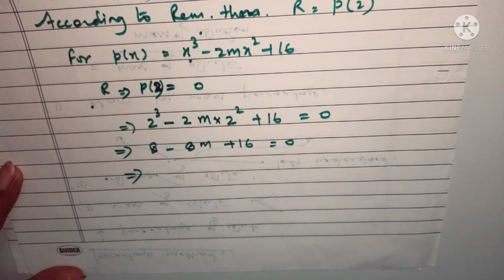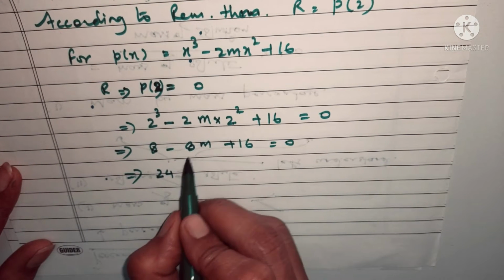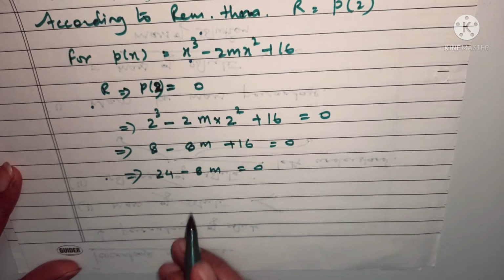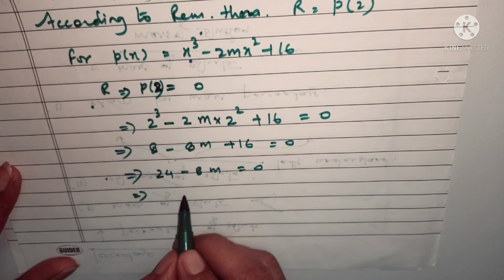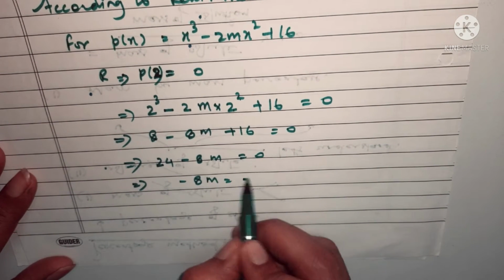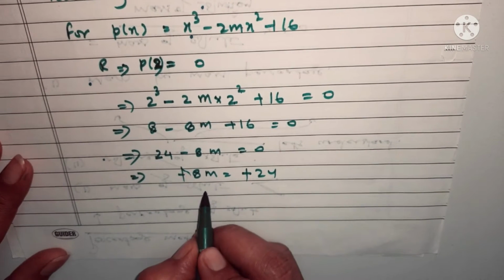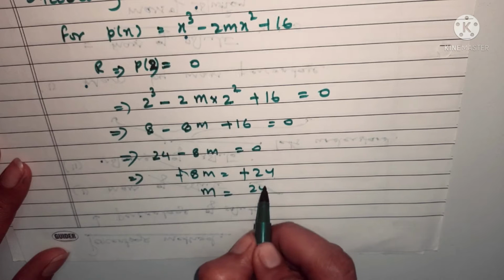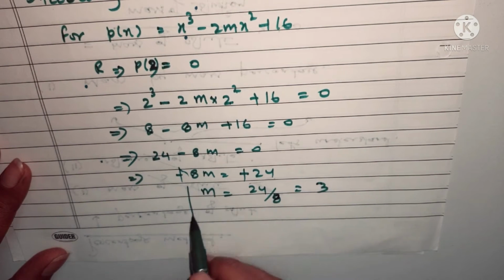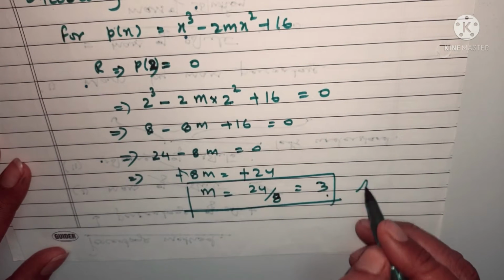So it is giving you 24 minus 8m equal to 0, and then you can write it as what? It will be like this: minus 8m equals minus 24, or this minus will cancel out, so you will get the value of m as 24 upon 8, and you will get the answer as 3. So what will be the value of m? You can find the value of m equal to 3 here. Understood?